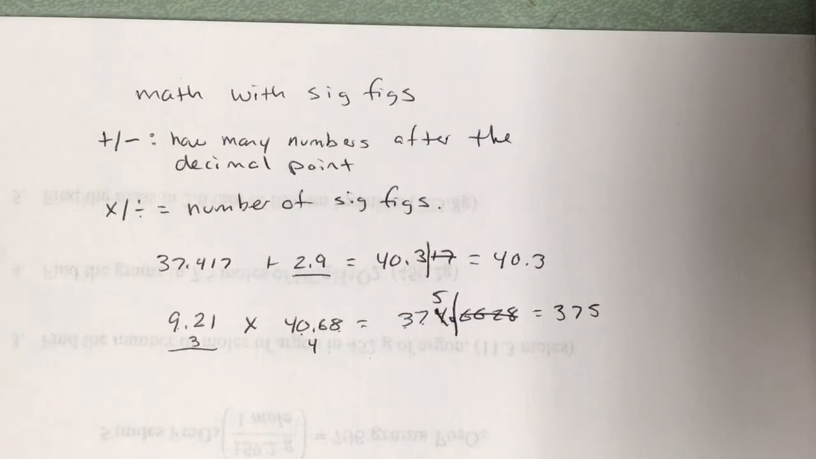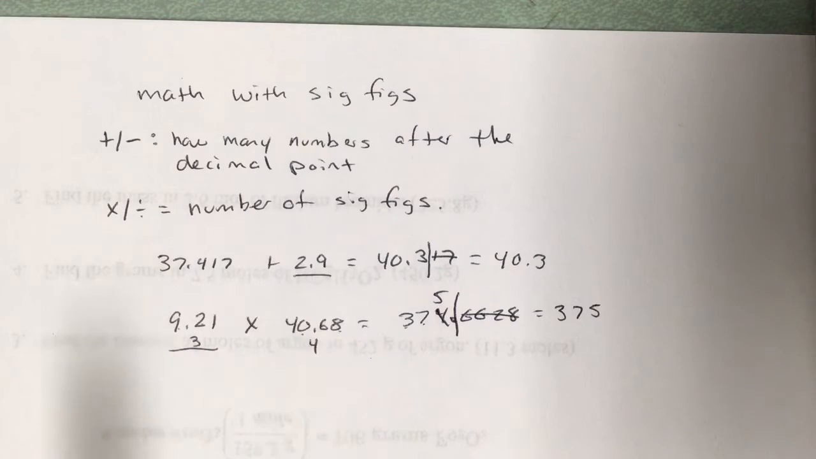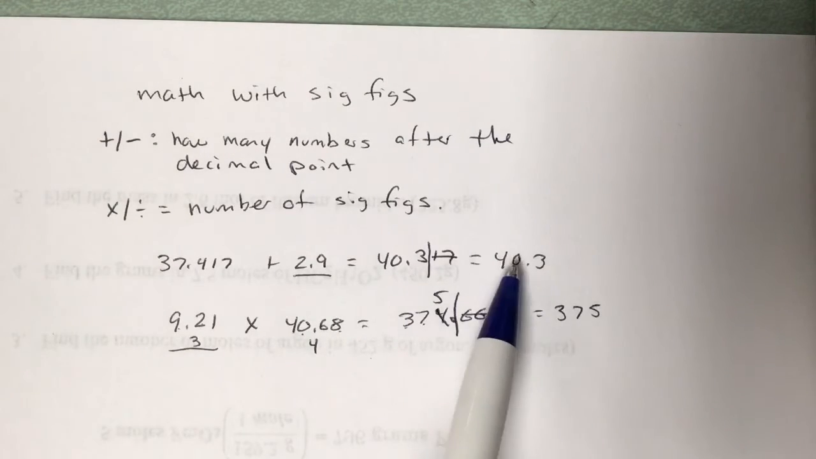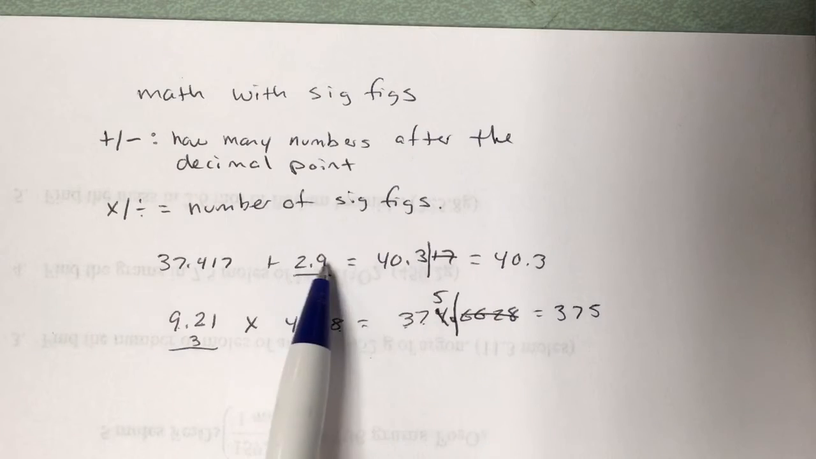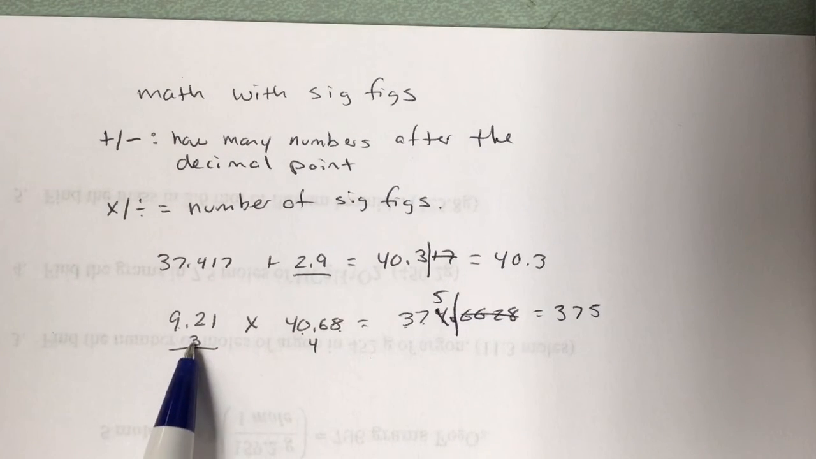So again, it's all about finding the weakest link. In adding and subtracting, the weakest link is the number with the fewest place values after the decimal point. Make sure your answer matches that. In multiplication division, the weakest link is the number with the fewest significant figures. Again, make sure your answer matches that.